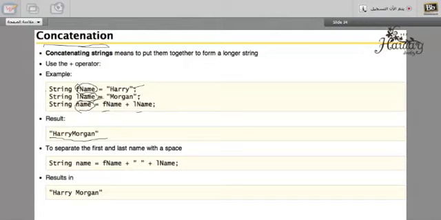If you want the space, you can add one. Because we're dealing with strings, we always use the quotation marks. So if you want to have a space, you're going to have to specify an empty space. Okay, so you can have Harry, space, Morgan, right?